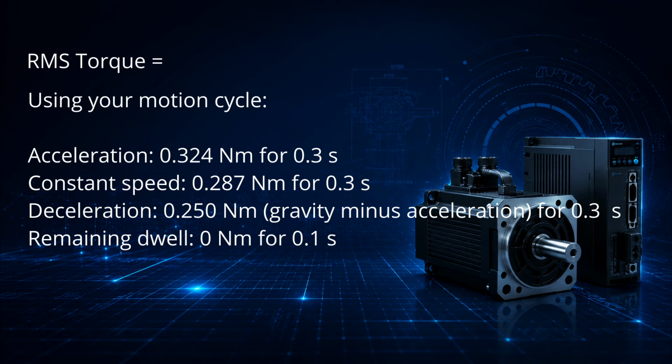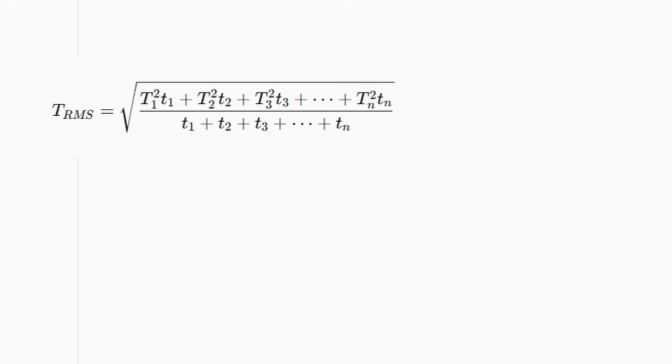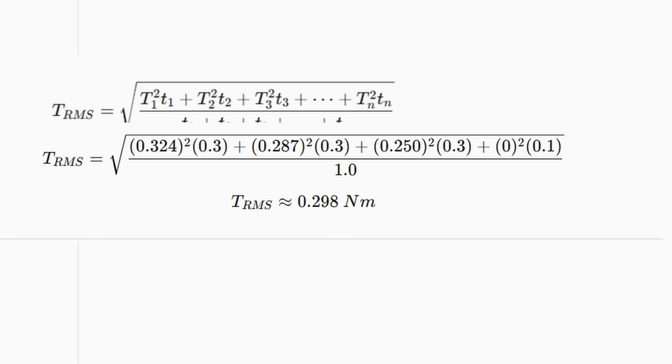To calculate RMS torque, we know the formula. Substitute the values in the formula, so we get an RMS torque of 0.298 Newton meter. After calculating all values required for servo motor sizing, the next step is to select a servo motor from the manufacturer's catalog. We are selecting Panasonic as the manufacturer.